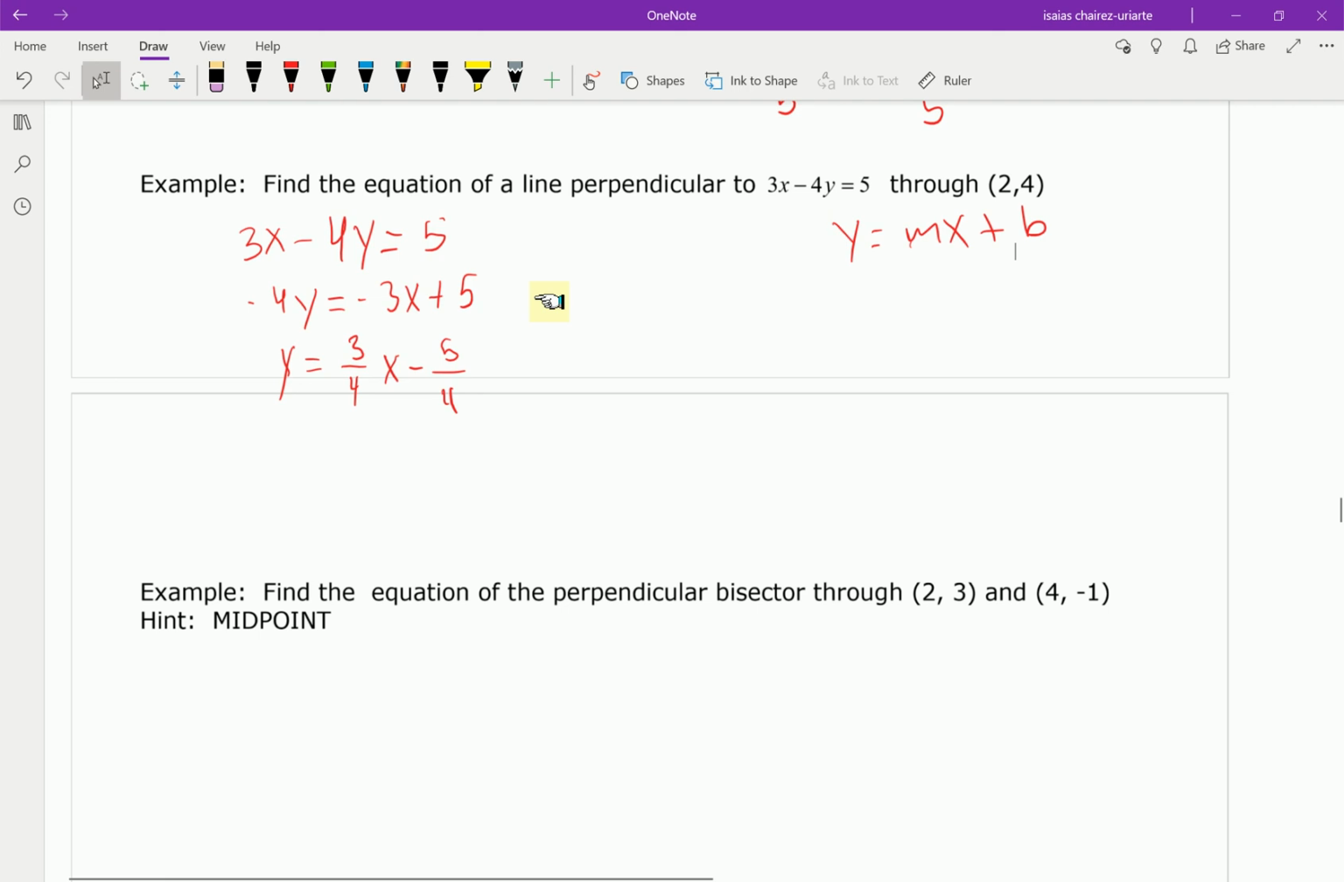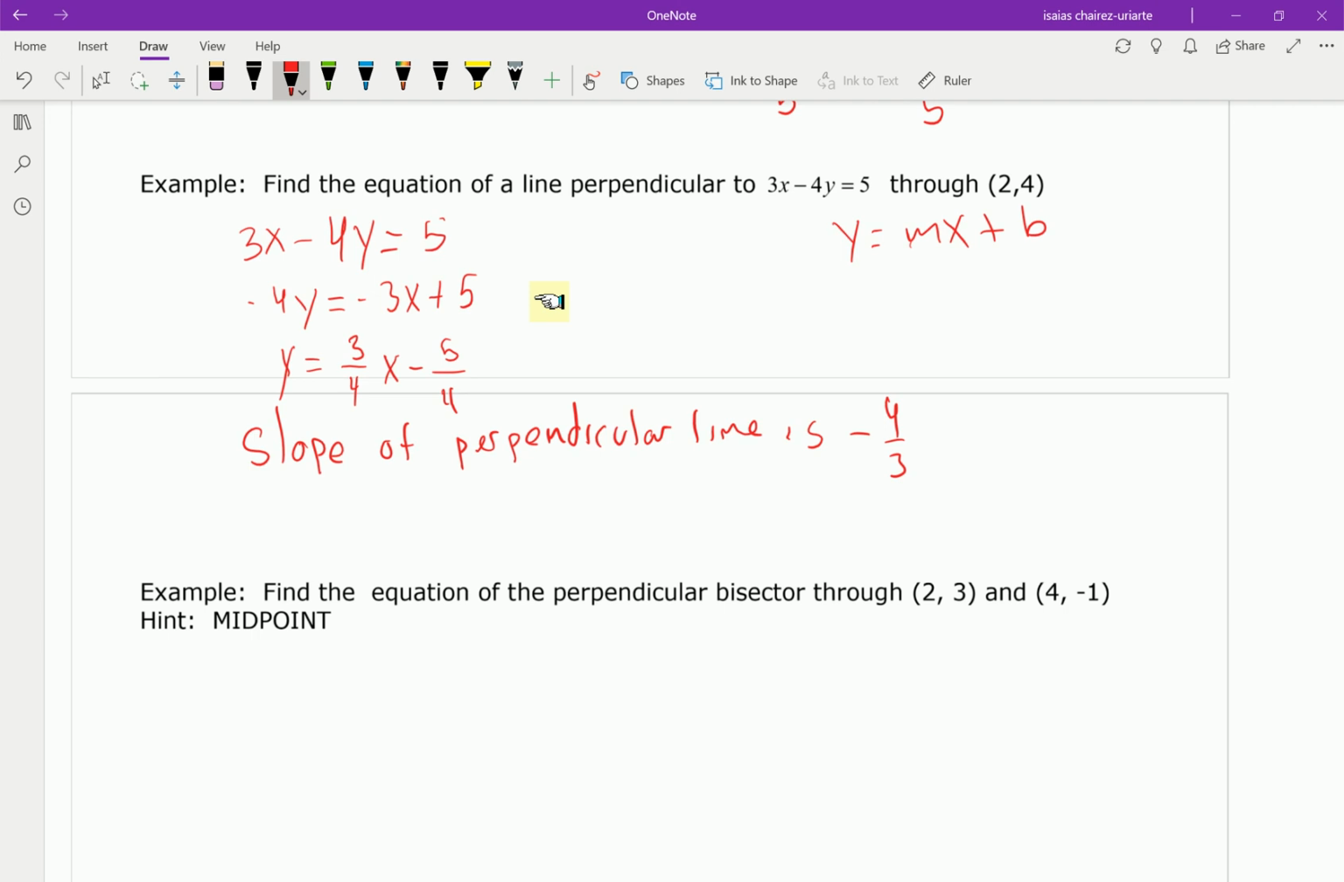So what I'm going to say is, the slope of the perpendicular line is negative 4/3. So what I can do now is I can just use point slope form and come up with the equation that I want.